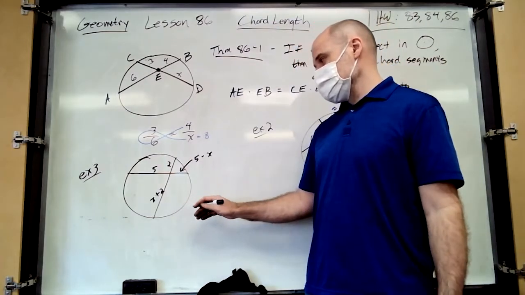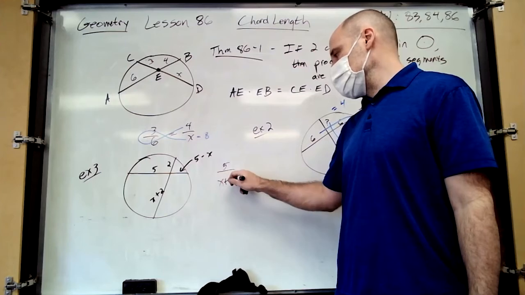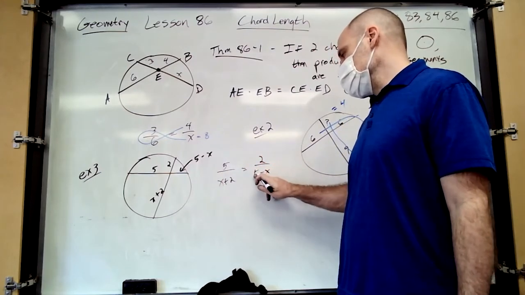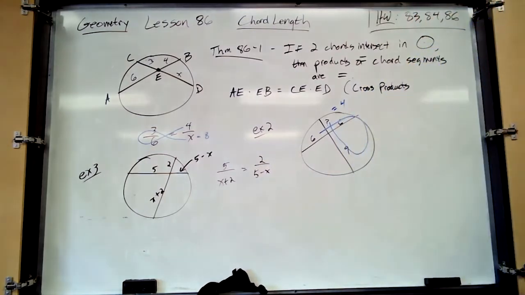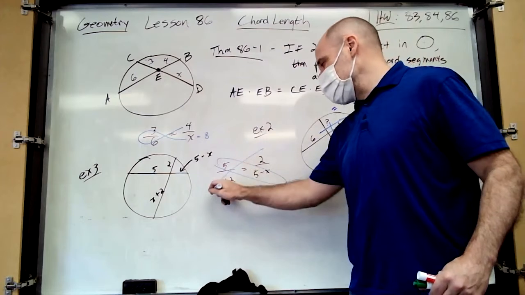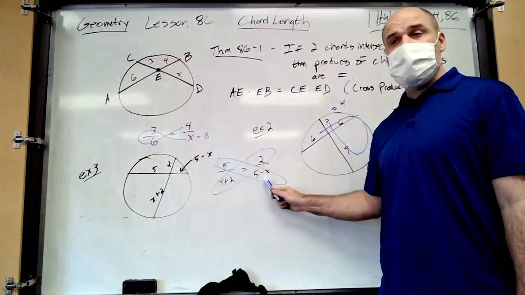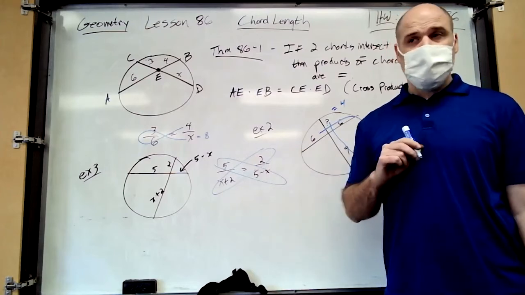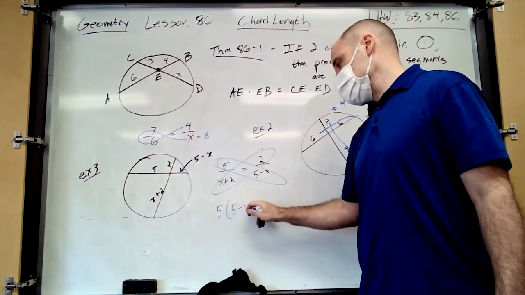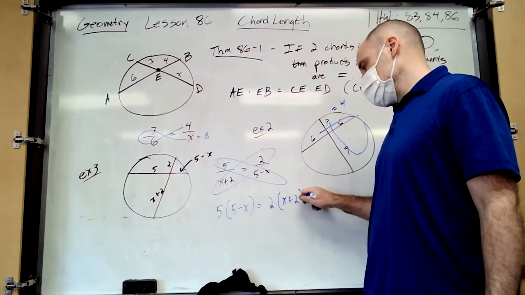You put 5 over x plus 2 equals 2 over 5 minus x. Okay, so they set it up like a proportion, which is fine. There's nothing wrong with that. So basically, this has to equal this. So I'm gonna go this times this equals this times this. So I'm just gonna write that: 5 times 5 minus x has to equal 2 times x plus 2. You see what I did?